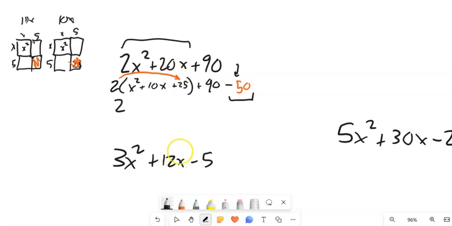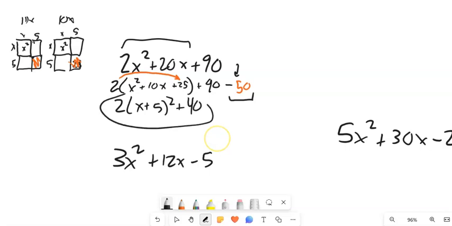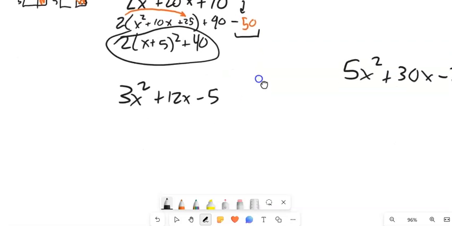So now I have 2 of these squareds, x plus 5 squared, plus I had 90, I used 50, right? So I'd have some left over. 90 minus 50 is 40. So there's the square completed on that one. Let's do it again with this one.